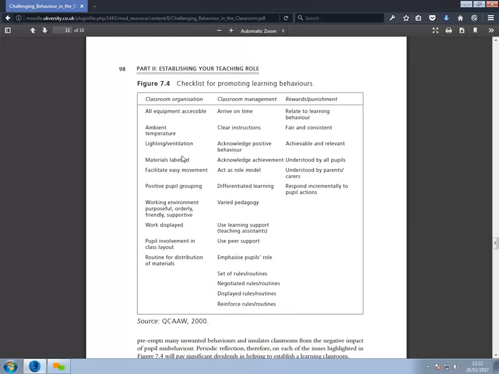So yeah, there are a number of things you can do to manage the actual class yourself. That is an important part of this.